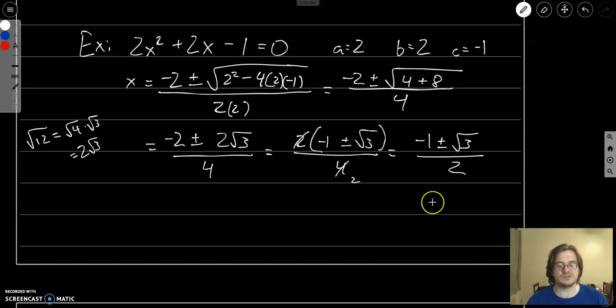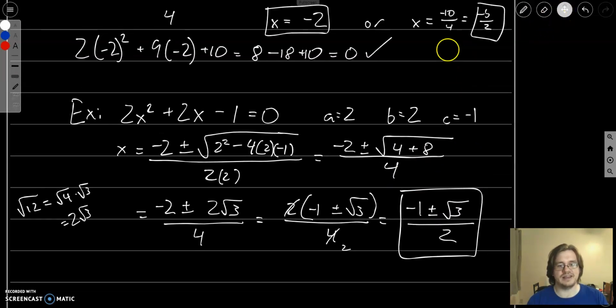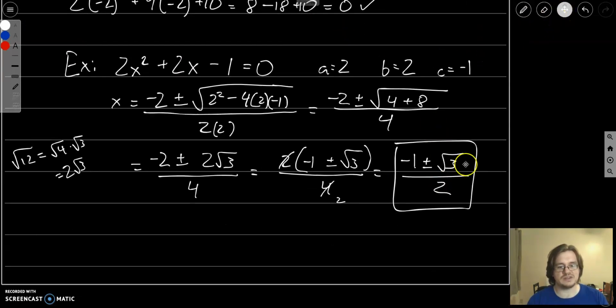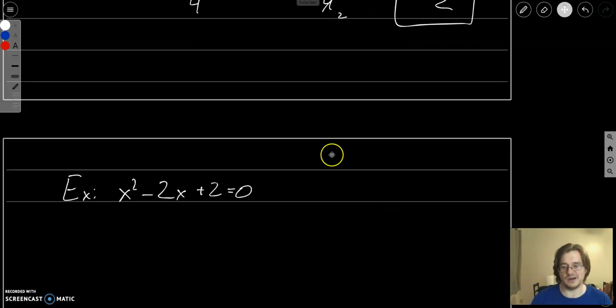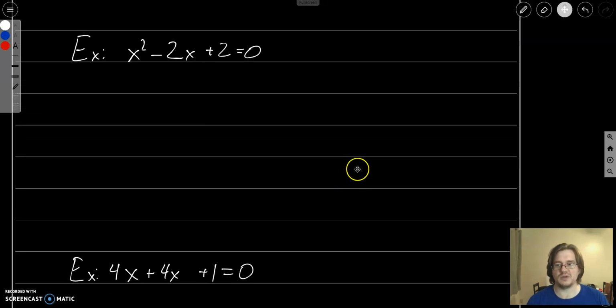So the two solutions are negative 1 plus the square root of 3 divided by 2, and negative 1 minus the square root of 3 divided by 2. So those are my two solutions. They're not quite as nice as the last ones because we do have the square root of a non-perfect square. The square root of 3 can't be simplified anymore.